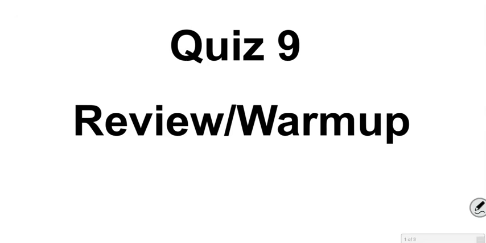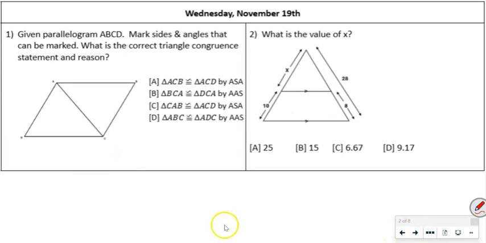In this video, I am going to go over the Quiz 9 review/warm-up. So the first question says, given parallelogram ABCD, mark the sides and angles that can be marked. What is the correct triangle congruent statement and reason? So again, we know it's a parallelogram, so I'm going to go ahead and mark these opposite sides as parallel.